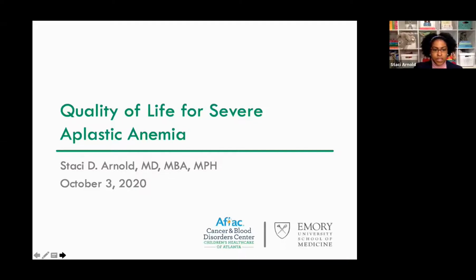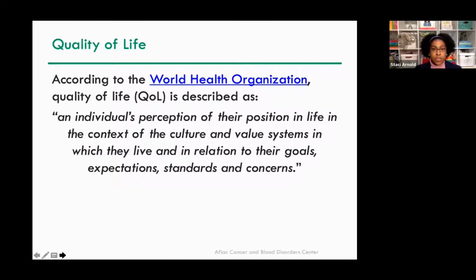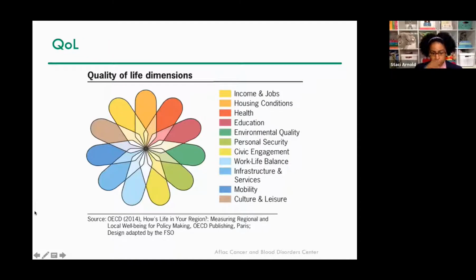So first, let's actually define what is quality of life. According to the World Health Organization, they define it as an individual's perception of their position in life in the context of the culture and value systems in which they live, and in relation to their goals, expectations, standards, and concerns. Now that's a very wordy and sort of high-level view of quality of life, and so I'd like to put it into more discrete or real-world terms that you can relate to.